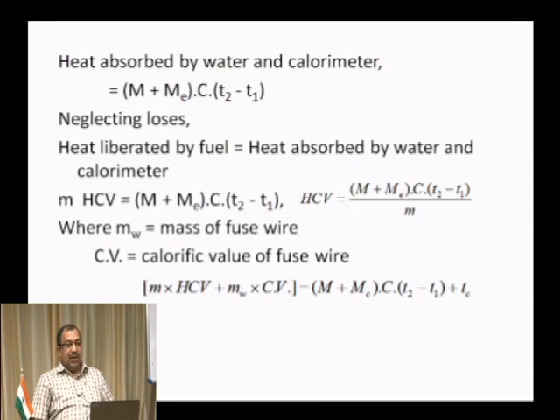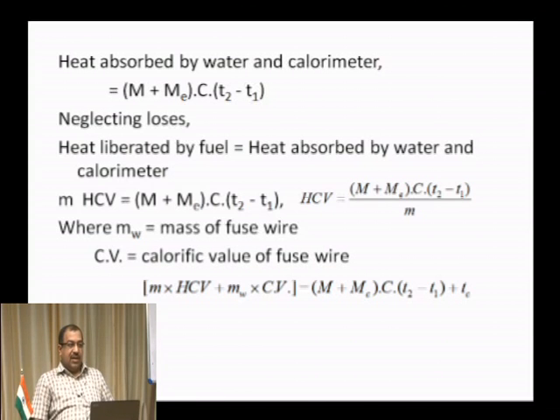So, now you have to equate the equations. The heat liberated by the fuel is equal to the heat absorbed by water and calorimeter. m into HCV is equal to (M plus me) into C into (T2 minus T1). Therefore, higher calorific value is equal to (M plus me) into C into (T2 minus T1) divided by m. This is the equation we use to find the higher calorific value of the given fuel.